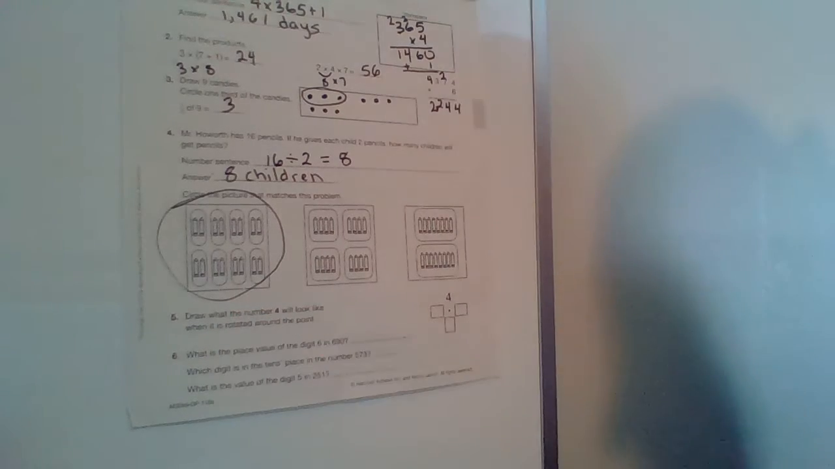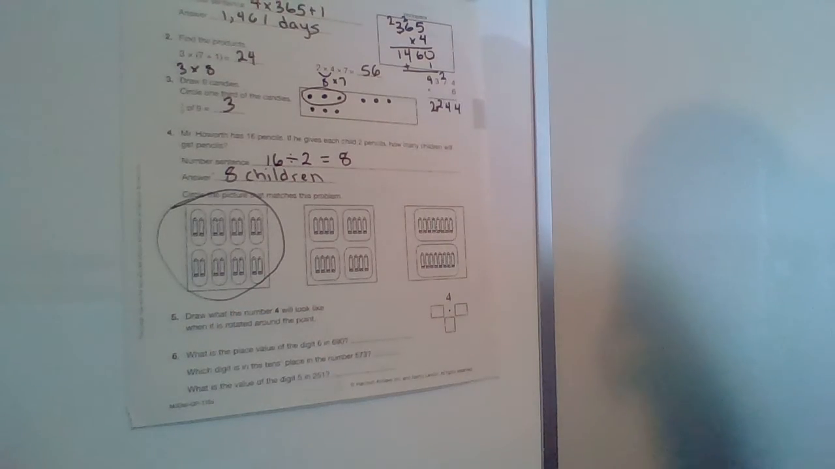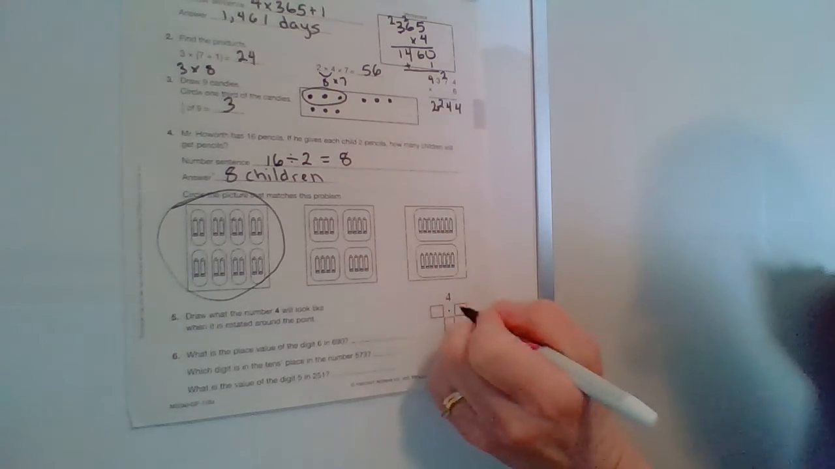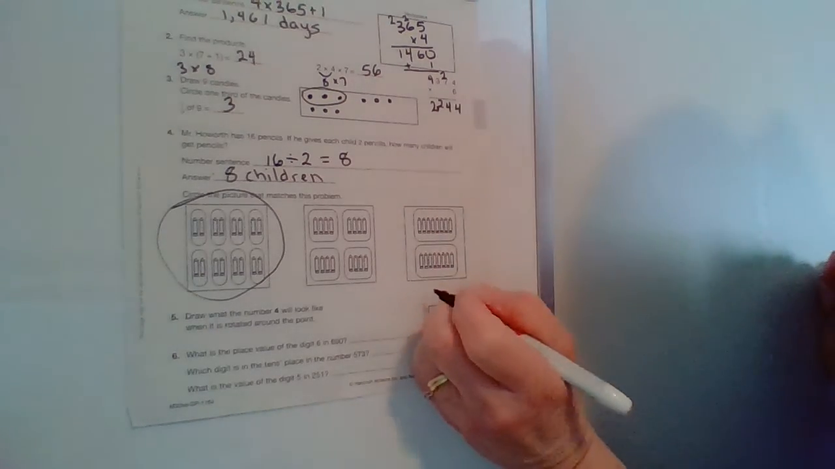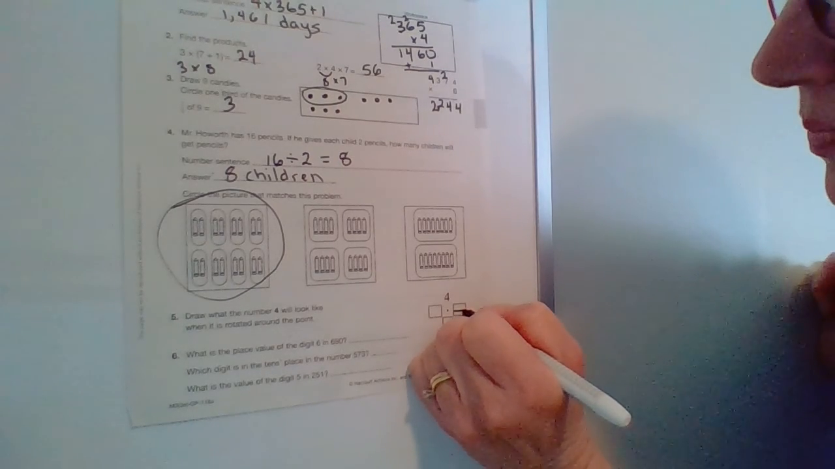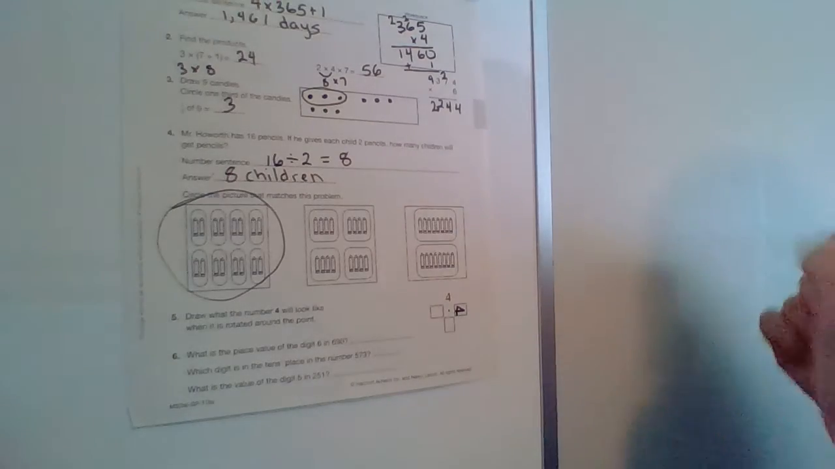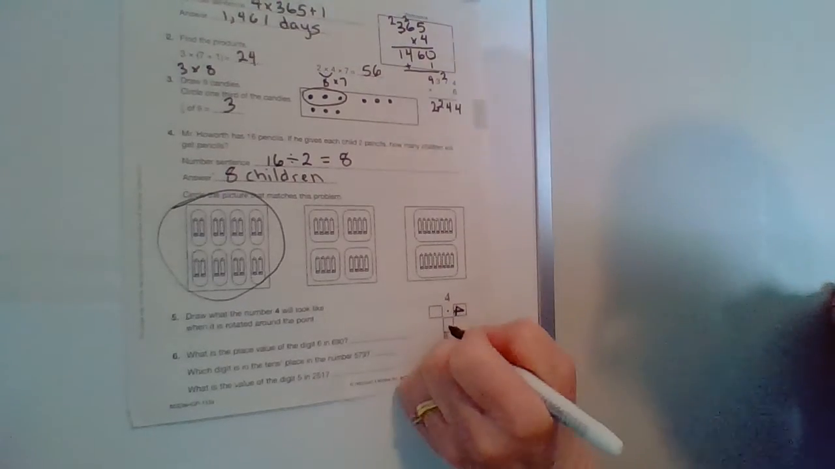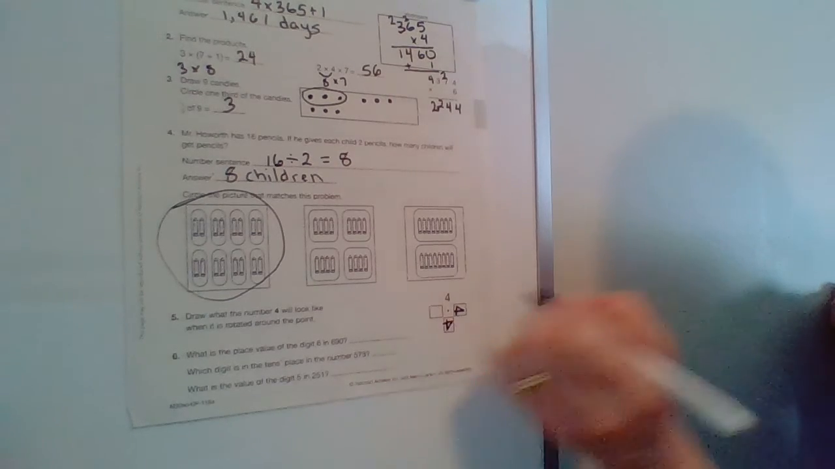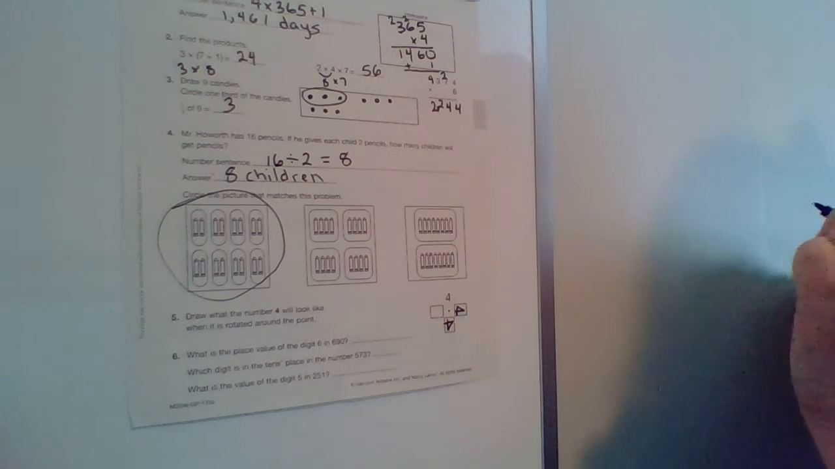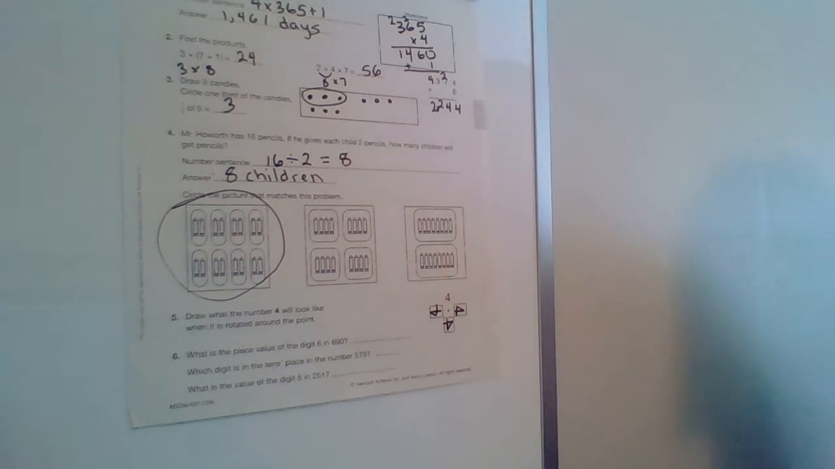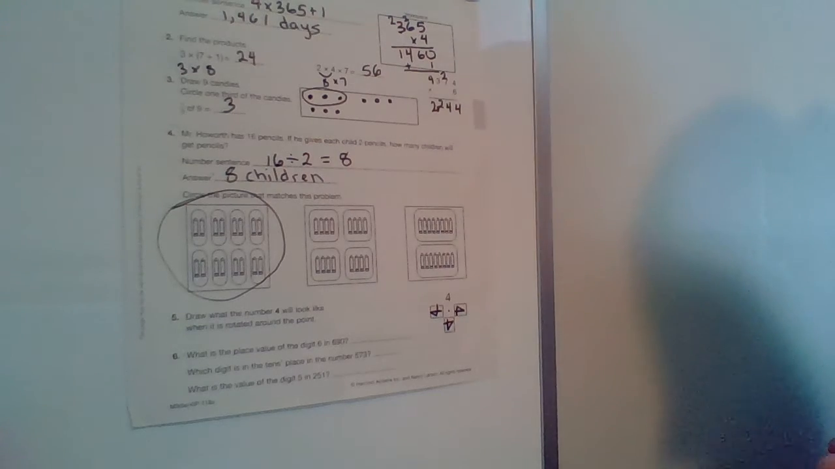Now it says draw what the number 4 would look like when it's rotated. So here we go. We look at the point of the 4, and wow, this is going to be fun. I'm going to draw a straight line first. It's going to be sideways, and then upside down. There you go, that's what it should look like.